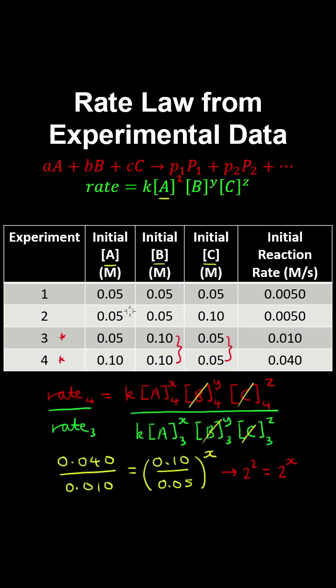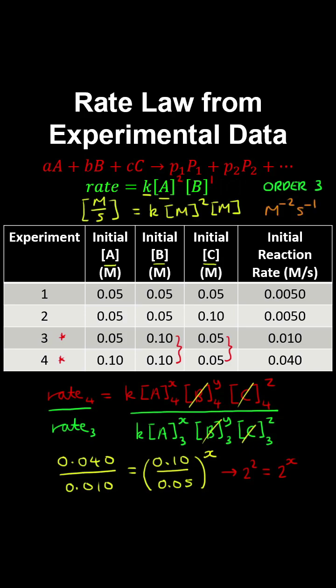And if you follow the same process, you'll obtain y equals 1 and z equals 0. And a number to the power of 0 is simply 1. And therefore the order of the reaction is the sum of the exponents, and the unit for the rate constant can be obtained using dimensional analysis.